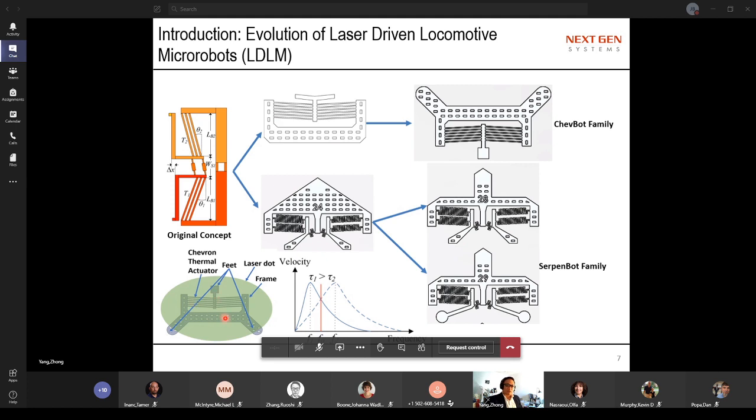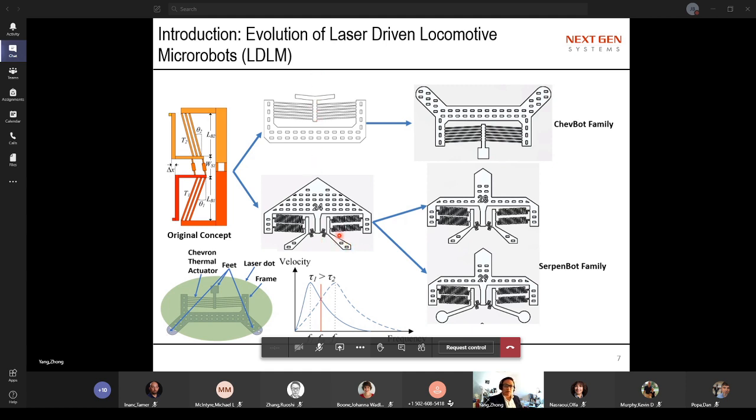The heating generates a thermal expansion. Finally, this robot will have a stick-and-slip motion on the substrate. There are two families we designed. The first family is called the ShaBot family, designed by my colleague Roshi Zhang. This robot proves that the concept of the laser-driven locomotive microrobot works. But this robot only has one actuator, so ideally it can only move in one direction.